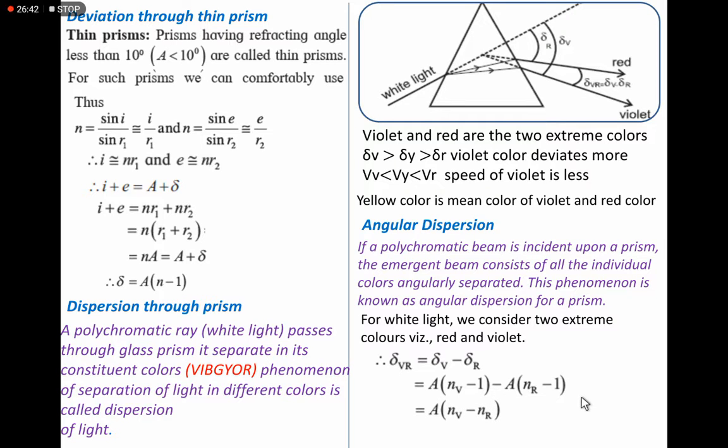If we solve this, we'll write A into bracket nV minus nR. If we remove the brackets, A nV minus A nR: this becomes plus 1 and this is minus 1, so this cancels, or this becomes minus A and this becomes plus A, so minus A plus A cancels, and we get A nV minus A nR. So A is common. The angular dispersion, or angular separation between violet and red color, is A into bracket nV minus nR.